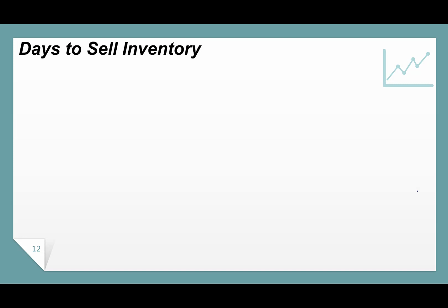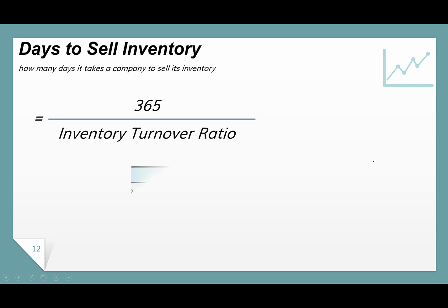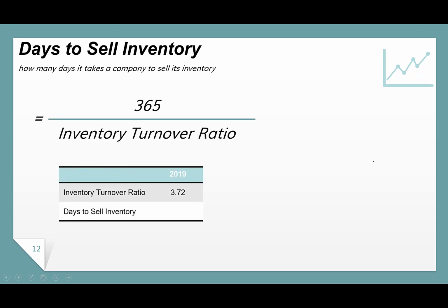Our final inventory-related performance ratio is called days to sell inventory. The names of these ratios aren't very creative or exciting, are they? The ratio calculates how many days it takes a company to sell its inventory. You can see the connection between this one and the inventory turnover ratio. Our example company's inventory turnover ratio was 3.72. They'd turned over their inventory 3.72 times last year. By dividing 365 by that number, we can determine that they turned over their inventory approximately every 98.1 days.